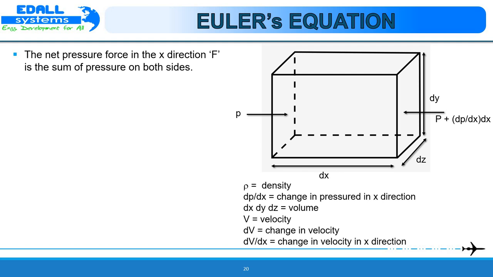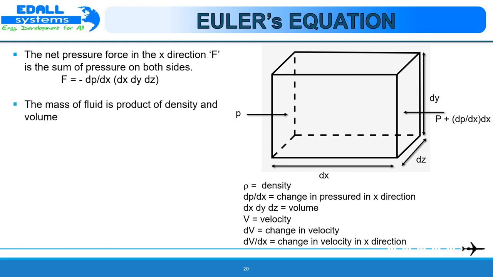The net force in the x direction, F, is the sum of these two. So F = -(dp/dx) dx dy dz. Because of the convenience of choosing the x-axis in the flow direction, the pressure on the faces parallel to the streamlines does not affect the motion of the element along the streamline.